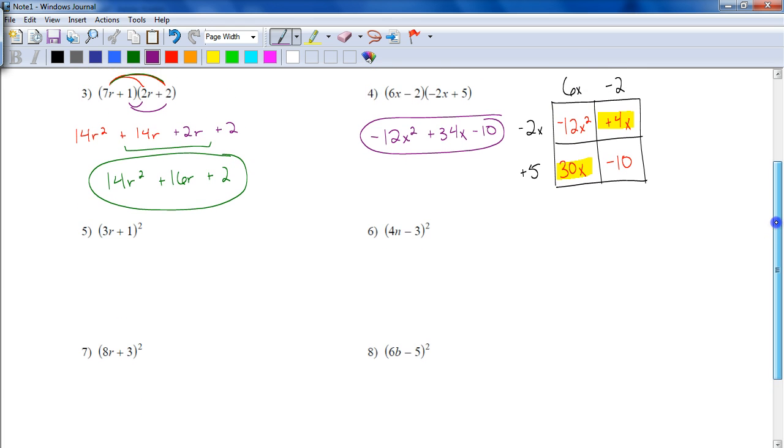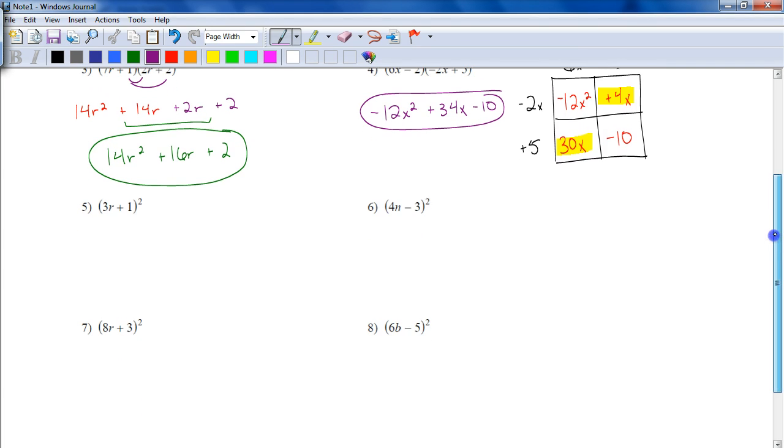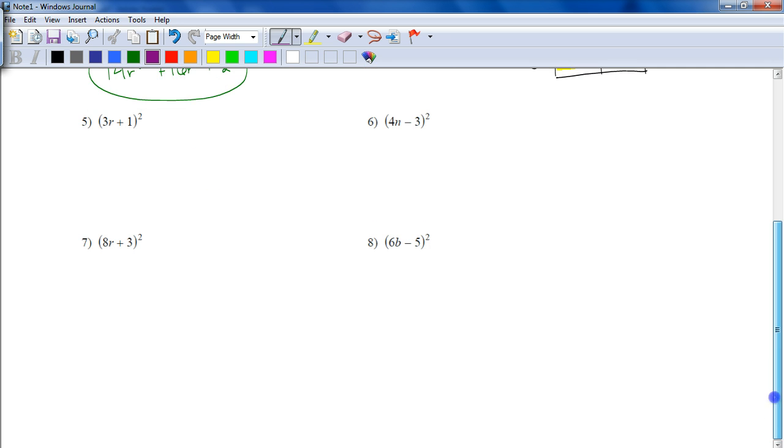Now the next thing we're going to talk about is what's called the binomial square theorem. Let's write that down here. And we're going to use this theorem to do these last 4 problems here. This is an important theorem. Now I'm going to write out for you what the actual theorem states, and in a second we'll see how it's applied.